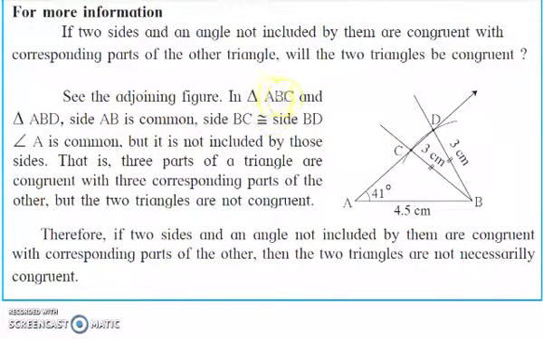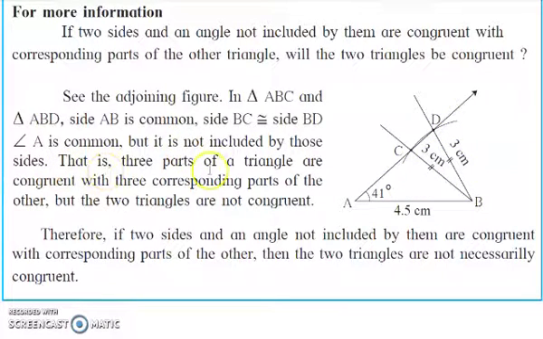In this adjoining figure, in triangle ABC, this is angle A, B and C, this much only, and triangle ABD, means this complete triangle A, B and D. Side AB is common in both the triangles and side BC is congruent to side BD. And angle A is also common. Angle A is in both the triangles ABC as well as ABD. But it is not included by those sides, means it is not included by side BC and not by side BD.